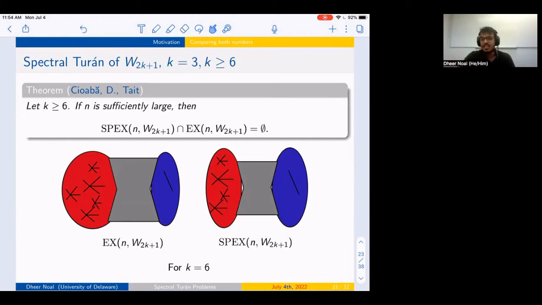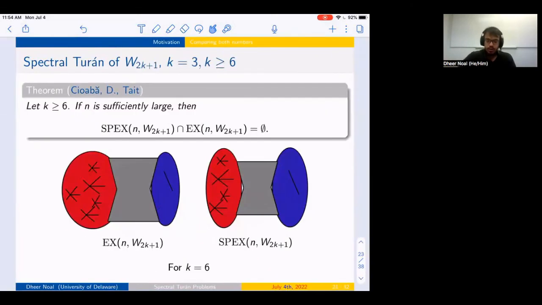If your k is large enough, in particular, if your k is 6 or more, the spectral Turán graph is attracted to having balanced parts, while the edge result is going to incentivize having a larger part for the portion which has a regular graph embedded into it.